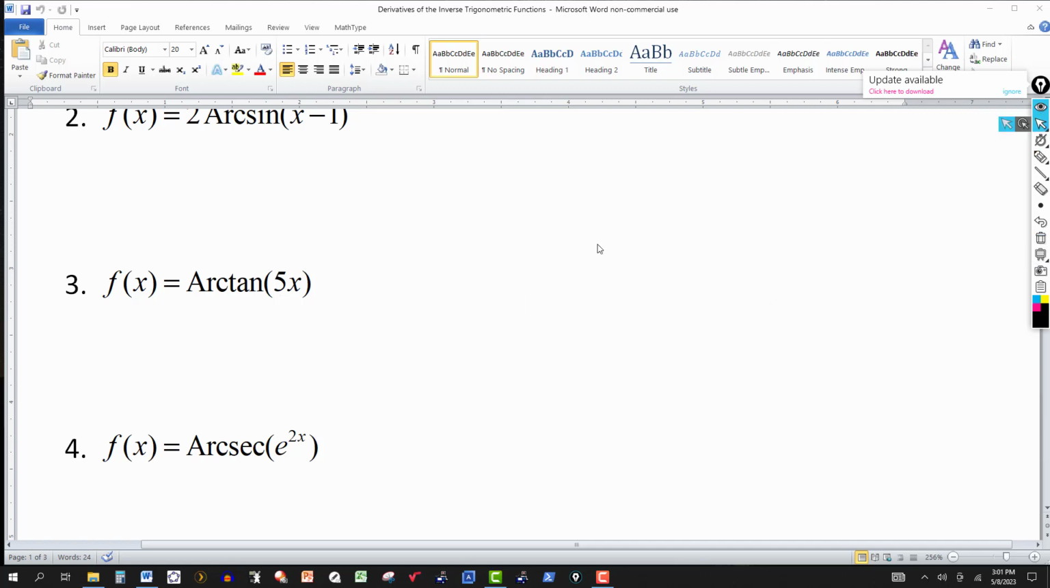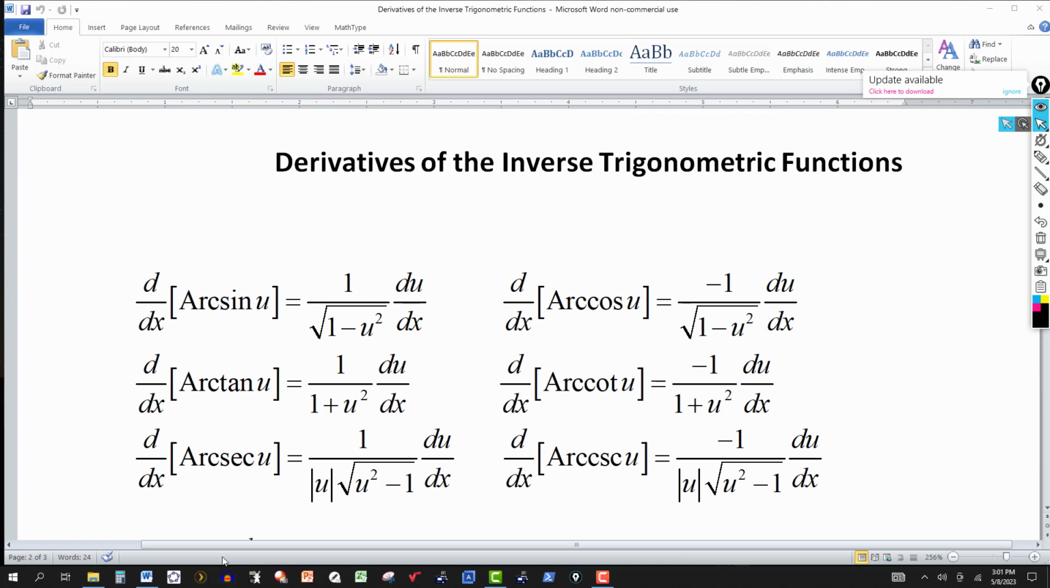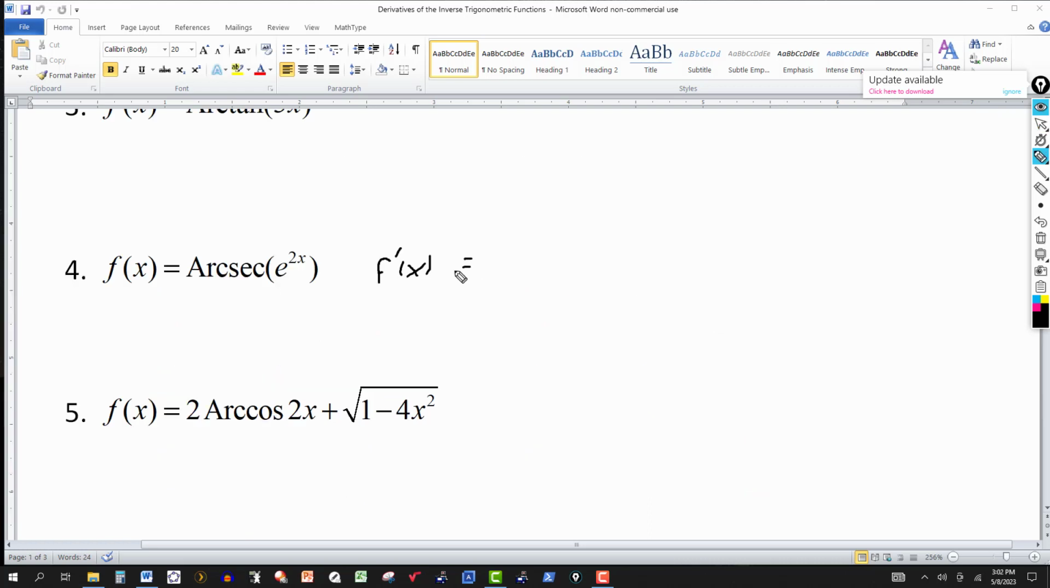Now we have arcsecant. There's a formula, derivative of arcsecant of u, where u again is a function of x, is 1 over absolute value of u times the square root of u squared minus 1. So the derivative of this one then will be 1 over, and here it's the absolute value of whatever u is. In this case, u is e to the 2x, but e to the 2x is never negative. So I don't need absolute values there. It's going to be that.